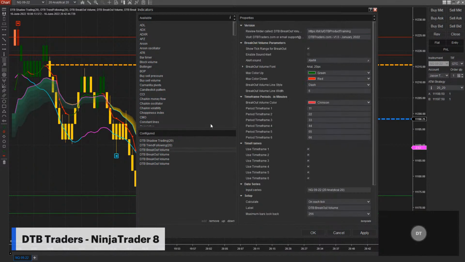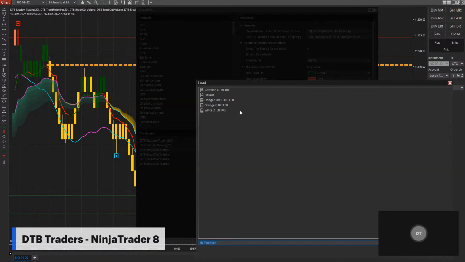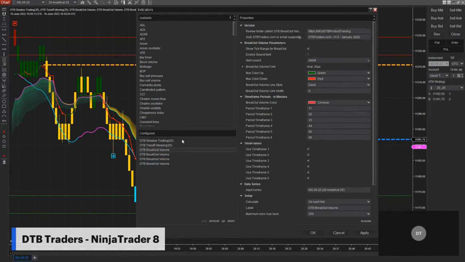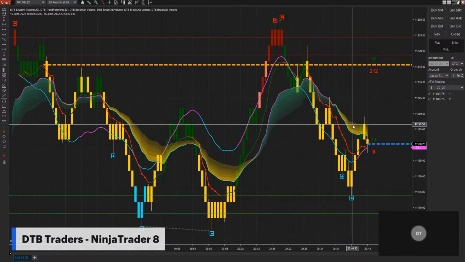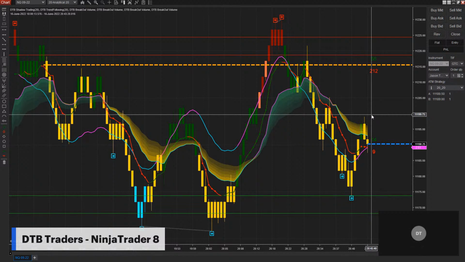And the breakout volume, we've got crimson is the first template on each tick. So if you load up your chart or the indicator list like this, you can also click on the template load and load up the different colors. On this one, we've got the crimson on each tick, the Dodger blue on each tick, the orange on each tick, and I've also got the white on each tick. Okay, so those are the settings for the indicators on the chart.